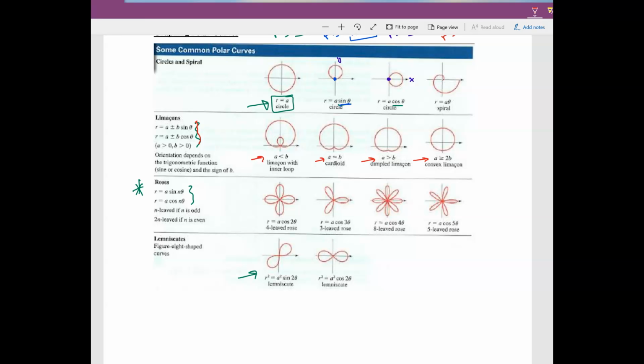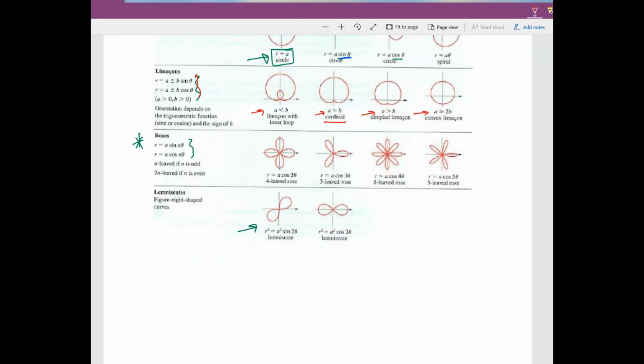If a is equal to b, then you have this little, kind of like a little heart. It's called a cardioid. If a is greater than b, then you have this dimple limacon, and then you have this convex limacon. I don't remember this at all, so I just go ahead and do it. I know that it will be one of these, and when I graph them, I'll be able to figure out which one loops and which one doesn't.